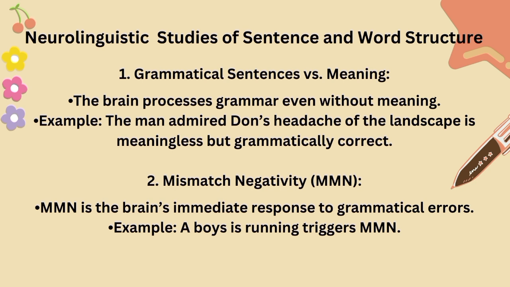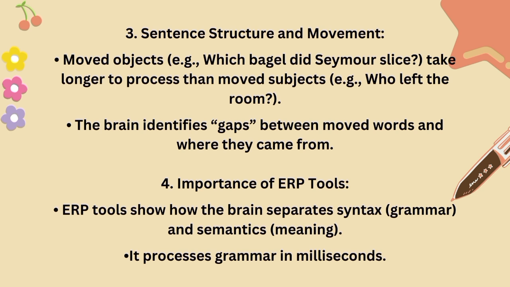So let's move to number 3. Number 3 is sentence structure and movement. Sentences with moved objects are harder for the brain to process than those with moved subjects. For example, "Which bagel did Seymour slice?" takes longer to process than "Who left the room?" This is because the brain has to find the gap where the moved word came from.